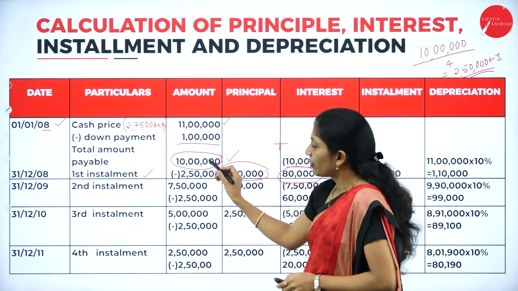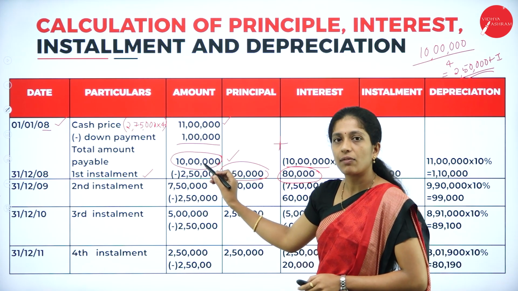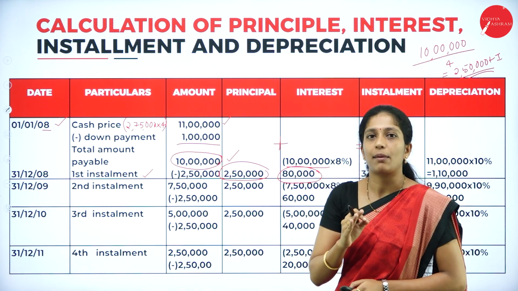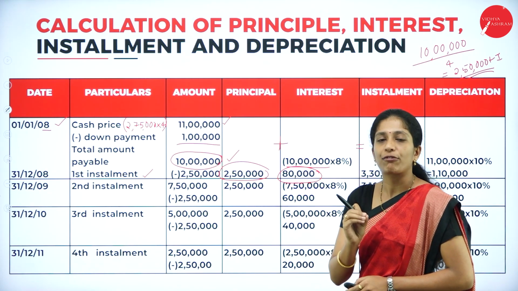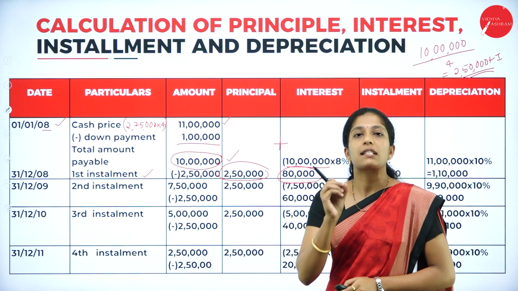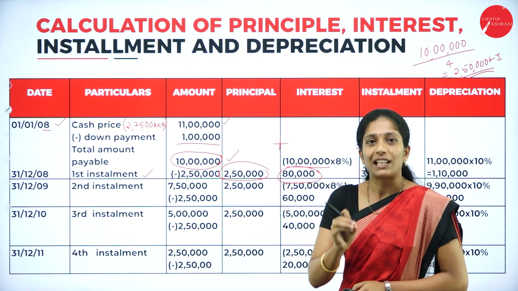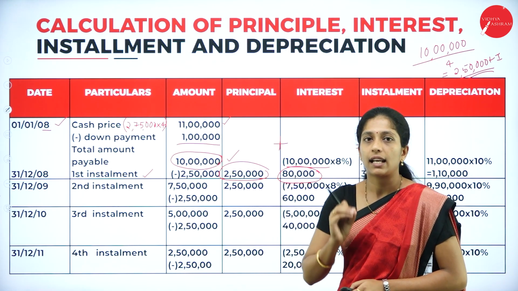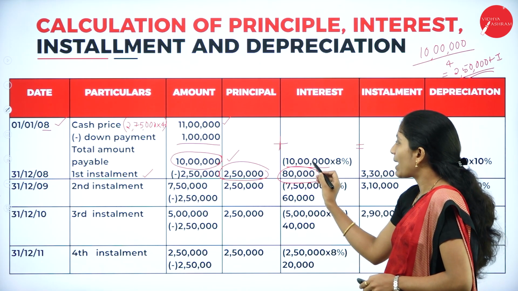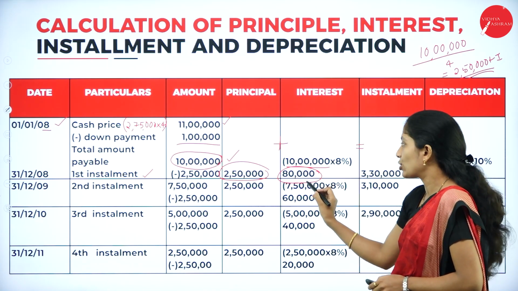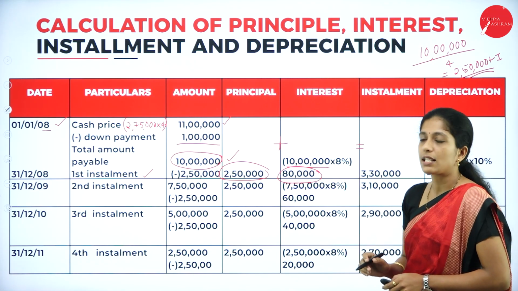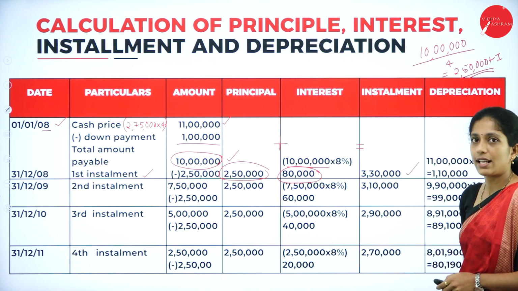So first, we know the amount payable is 10 lakh. Divide that 10 lakh by the number of installments. In this question, it is 4 equal installments. When you divide, you will get 2,50,000. That 2,50,000 is not the installment amount, it is just the principal amount. For that principal amount, we have to calculate interest. So the principal amount is 2,50,000. Interest: from amount payable into 8%, we'll get interest 80,000. Add principal amount plus interest, and we'll get the installment amount, that is 3,30,000.